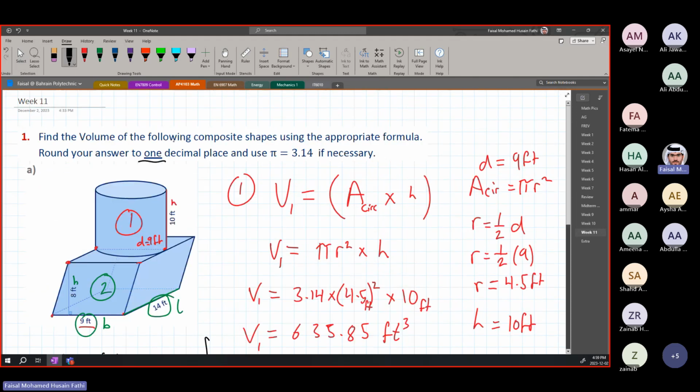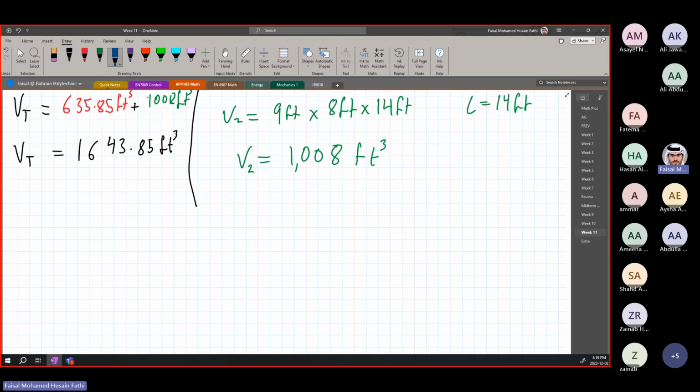Again, what did the question ask? Round to 1 decimal place. What does that mean? 1 decimal place, we go 1 here, okay? That's it. We want to stop here. We look at this. This is greater than or equal to 5, yes. So we're going to have to add 1. So the final answer will be 1643.9 feet cubed. And we're done.